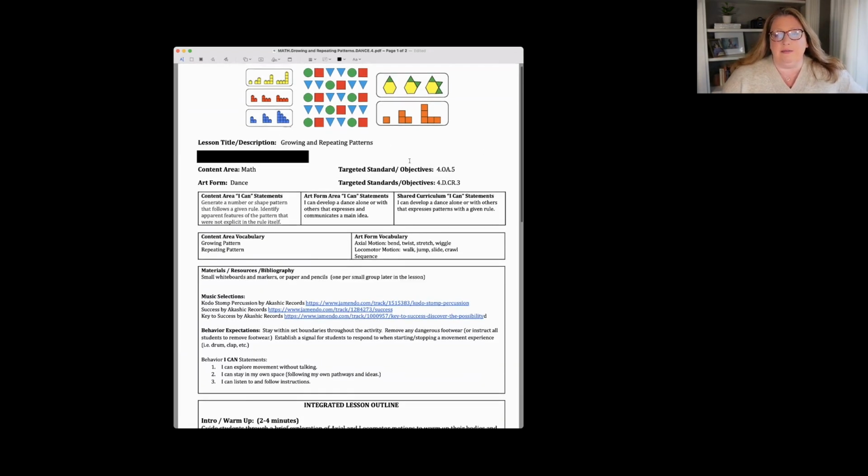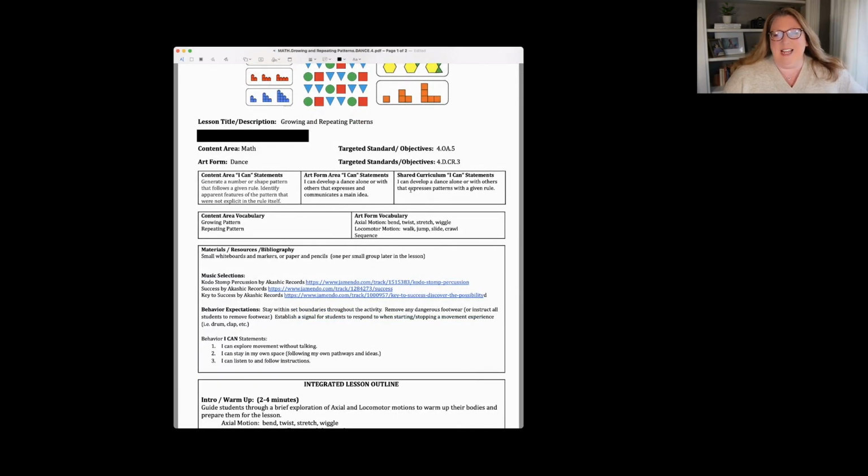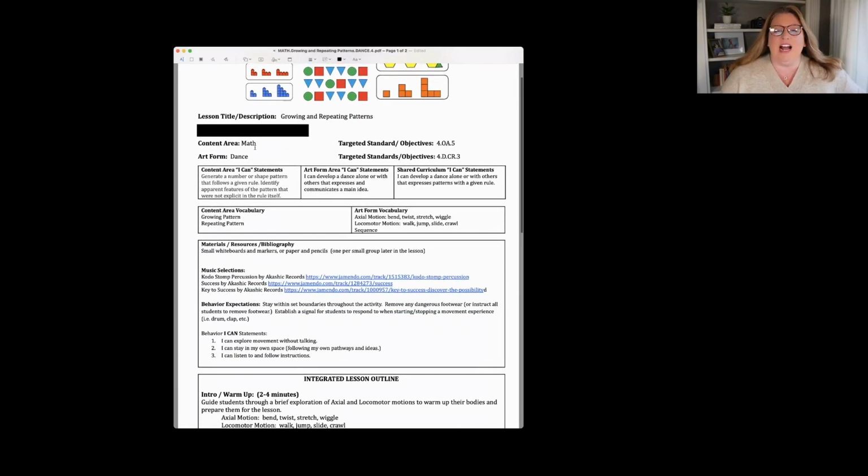You'll have the lesson title up front. I've blocked out the name to save the innocent, right? We have our content area of math and our art form of dance identified. I would put these side by side, again, making sure that both are equitable so that we don't subconsciously think that the math is more important than the dance, right? That by placing one above the other, it's a nuance, but that's how I would do it. I would put math next to dance, and then the objectives of math right next to the objectives for dance, rather than one on top of the other. I'd put them side by side.